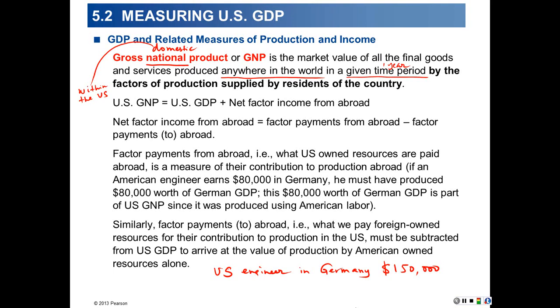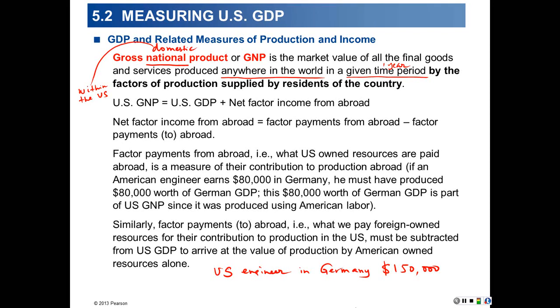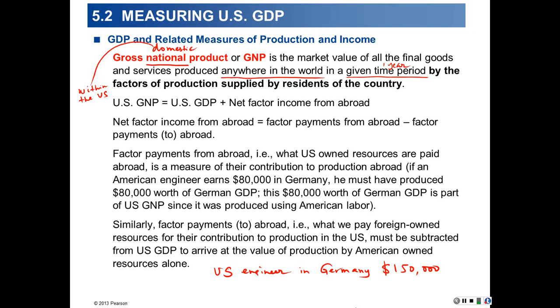Precisely. You see, what she just said is that you can basically use the logic that any resource is paid the value of its contribution to production. Now, this engineer is being paid $150,000 because he produced $150,000 worth of goods in Germany. No resource is overpaid by this logic. Everyone's paid what they're worth. Is that correct?